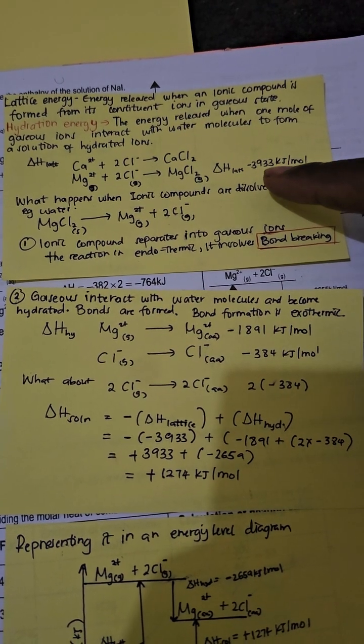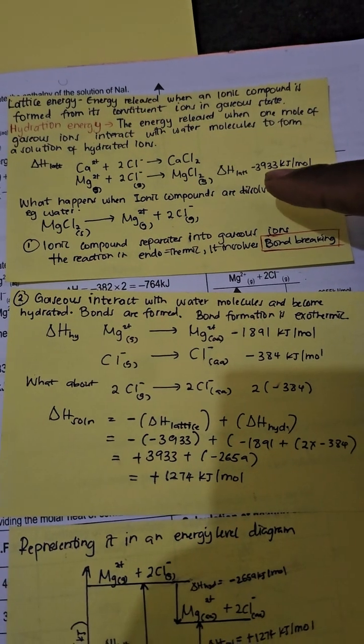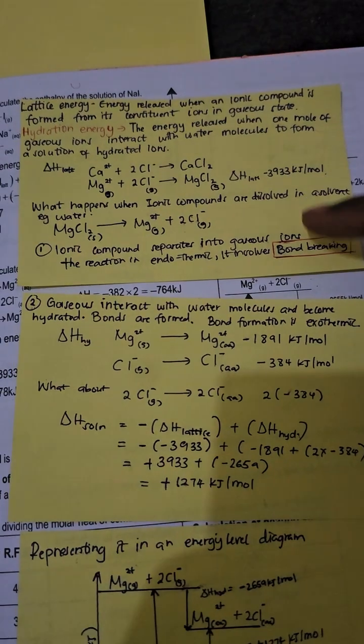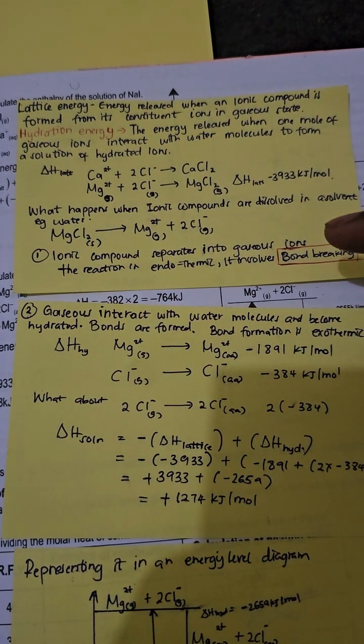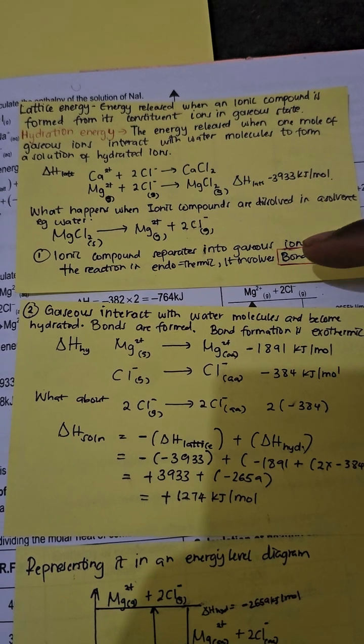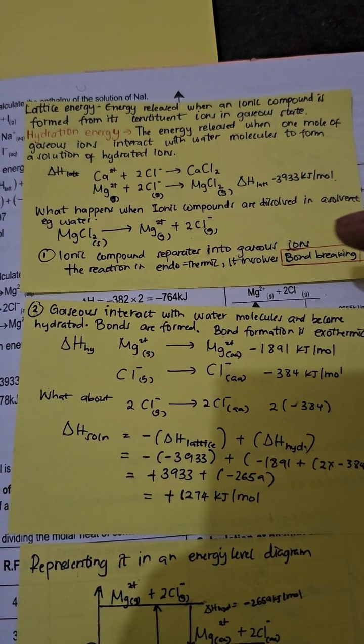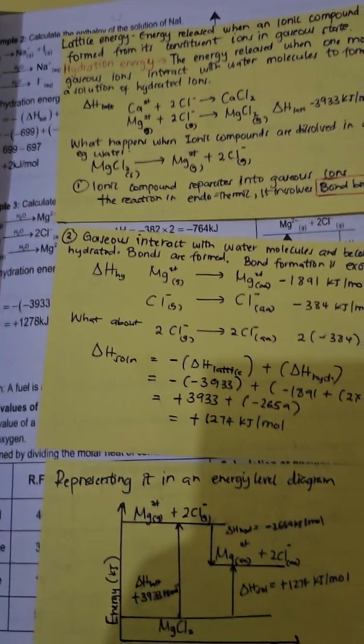So here it is negative 3,933 kilojoules, but here, because heat is being absorbed into the system, it will be positive 3,933 kilojoules per mole. Let us go next.